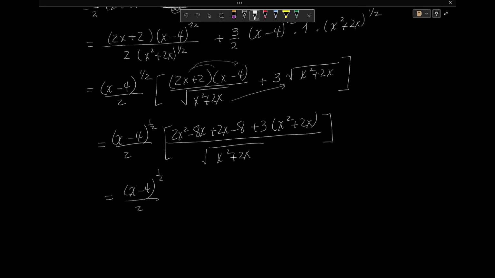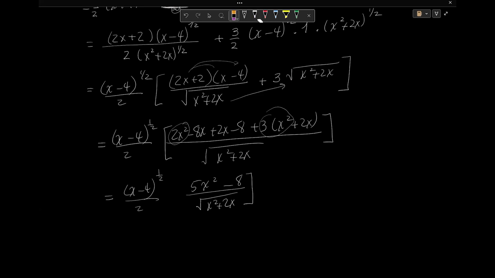Again, it's up to you the level of simplification. So I have 2x squared here, and I have 3x squared here. So I have 5x squared. Negative 8x plus 2x plus 6x here. X goes away. I have negative 8 over the square root of x squared plus 2x.